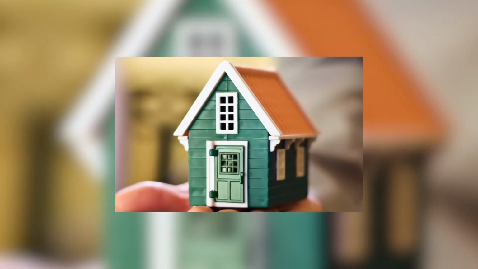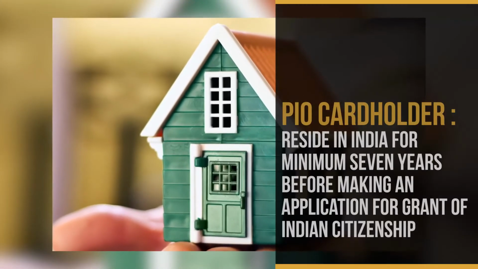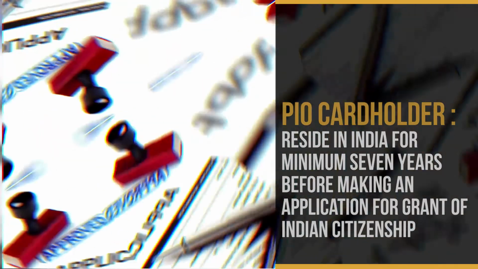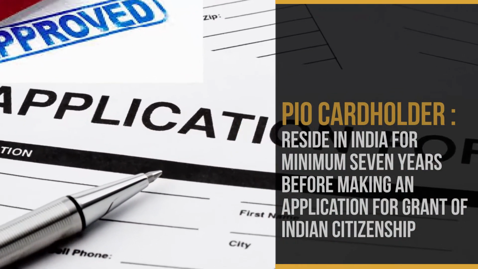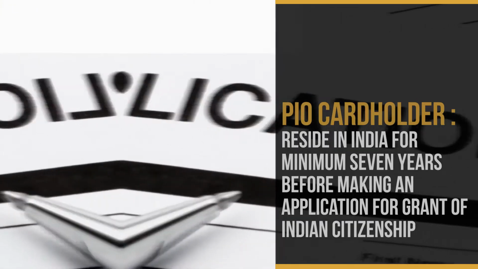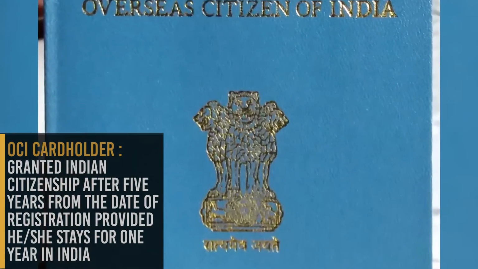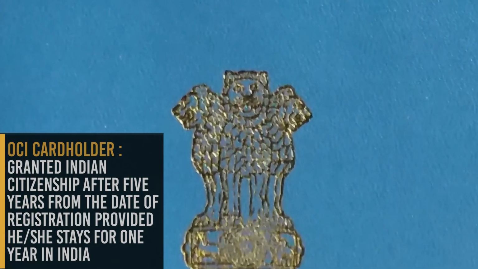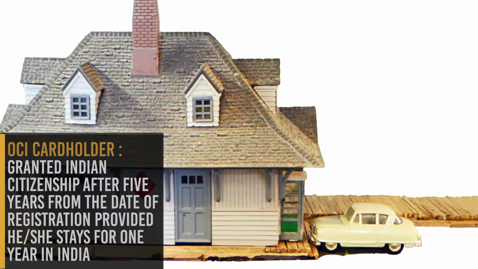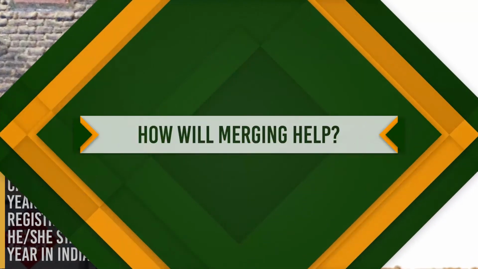If you are a PIO card holder and want to become an Indian citizen again, you need to reside in India for a minimum of 7 years before making an application for the grant of Indian citizenship. The OCI card holder may be granted Indian citizenship after 5 years from the date of registration, provided he or she stays for 1 year in India before making the application.